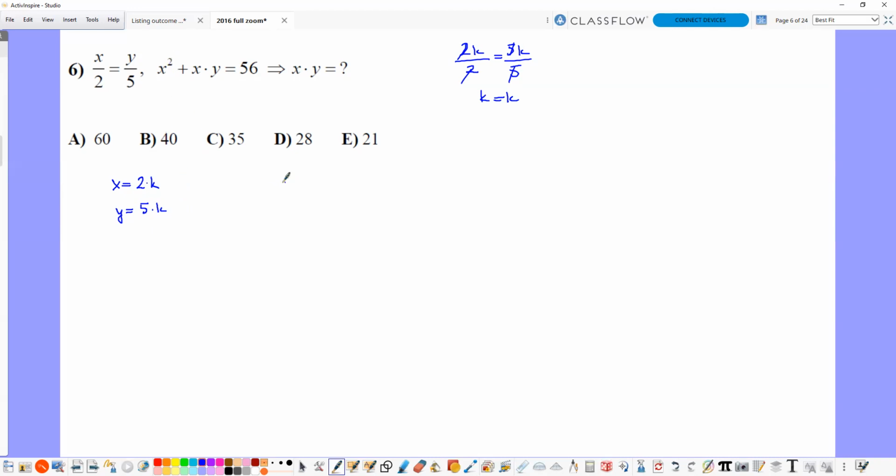With respect to that, what is x squared plus x times y? That's 56. What to do here? I'm going to write, instead of x squared, 2k squared, and then 2k times 5k. 2k squared is equal to 4k squared, and then 2k times 5k is going to be equal to 10k squared. It's going to be equal to 56.